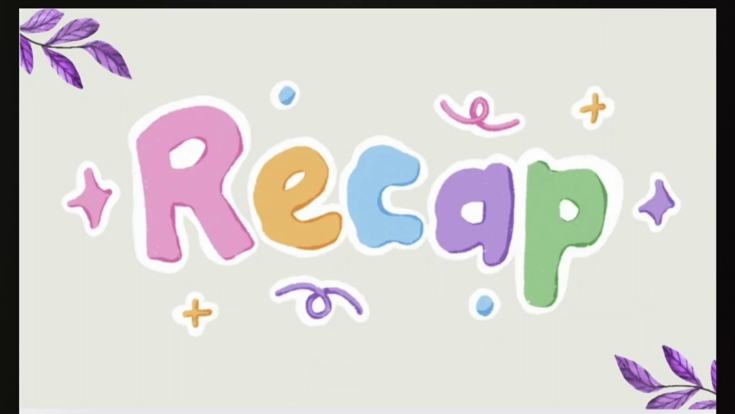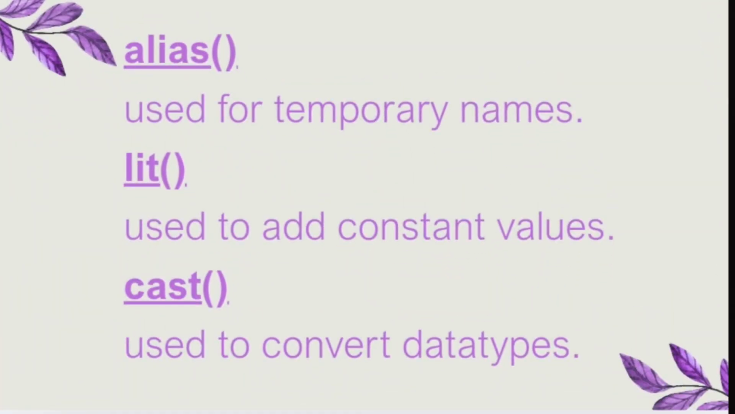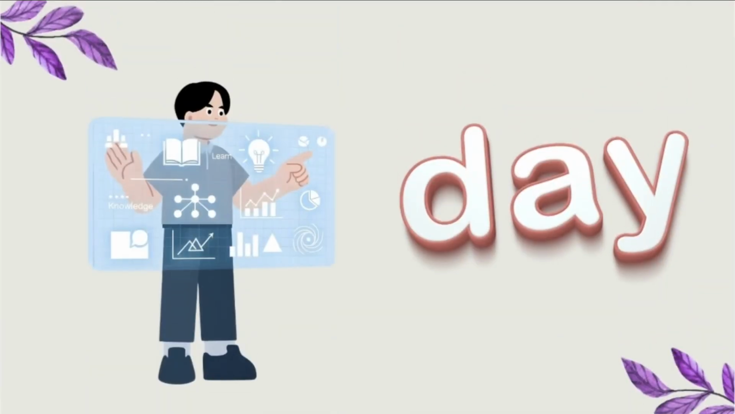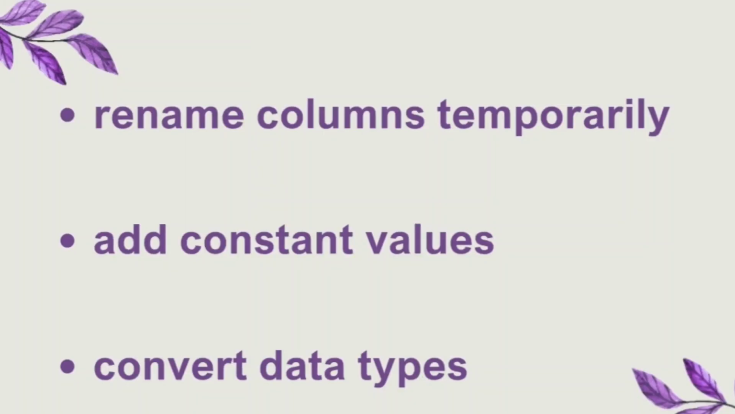So we'll do a quick recap. Today we learned three very important transformations. Alias, used for temporary names. Lit, used to add constant values. Cast, used to convert data types. Now you already know three functions that powerful data engineers use almost every day. In today's video, we learned how to rename columns temporarily, add constant values, and convert data types.